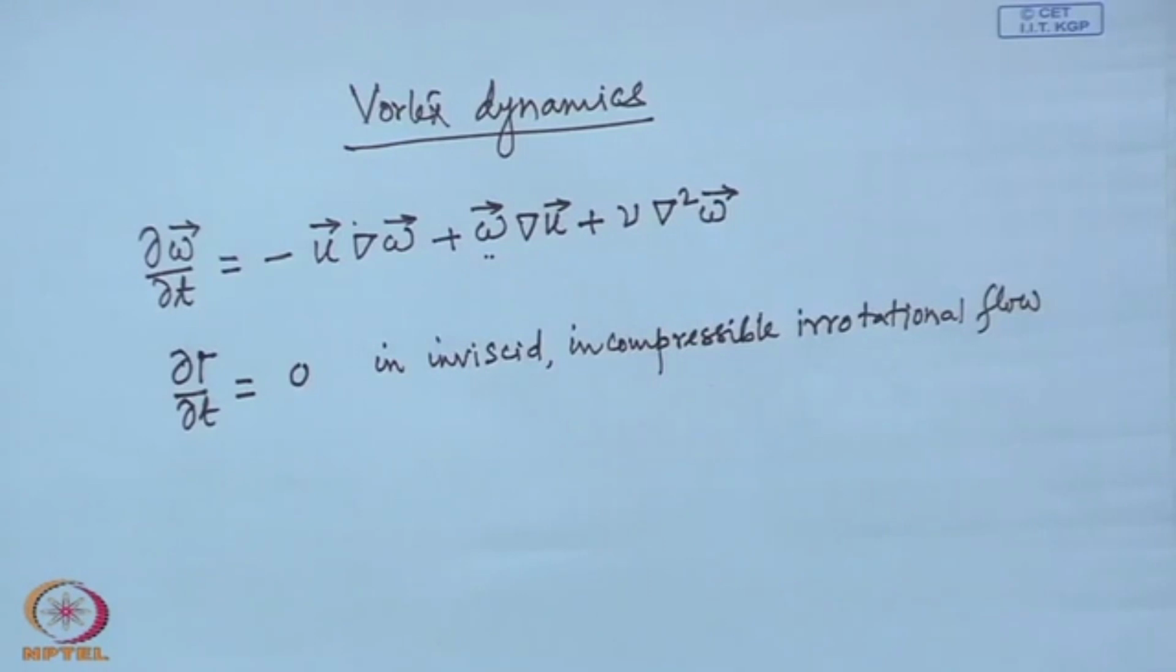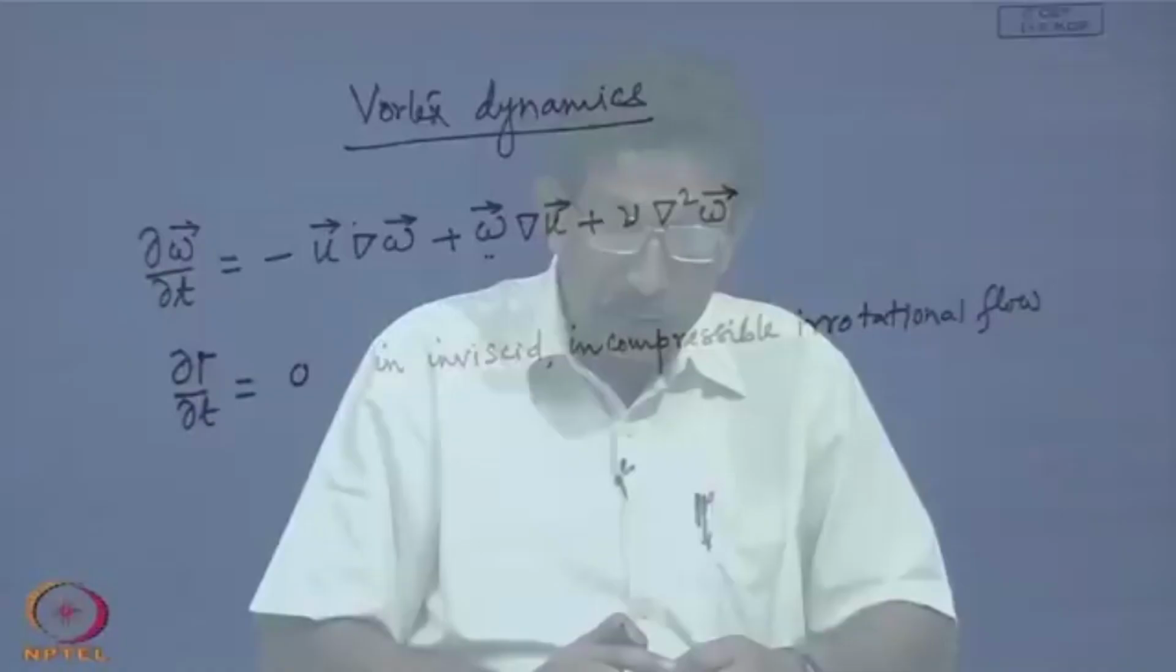But in deriving this equation, if you remember, we considered the definition of circulation, the line integral of velocity about a material closed curve, and then we differentiated it. And for the term du/dt, we replaced it with the incompressible inviscid Navier-Stokes equation, or Euler's equation.